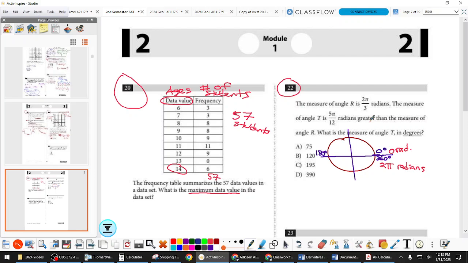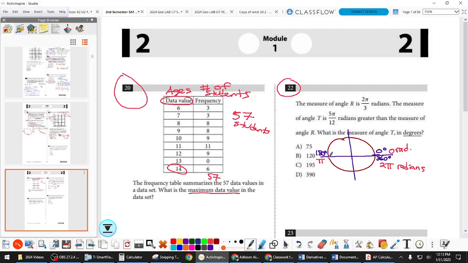So what's half of 2 pi? Don't do decimals. Okay. I have 2 pi's. What's half of that? 1 pi, right? Okay, so this is pi radians. It's halfway around. Is everybody following so far? Okay, that's important for this problem.